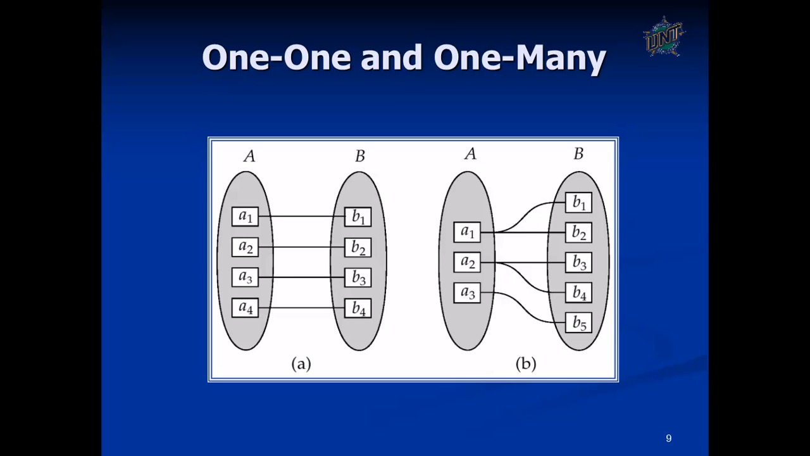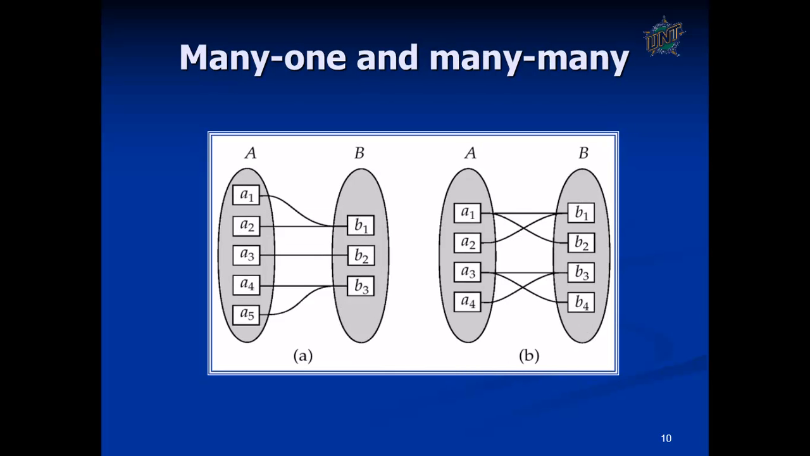This is the one-to-one and one-to-many relationship in graphical form. A1 is associated with B1, A2 is associated with B2, A3 is associated with B3, similarly A4 is associated with B4. And in the second one, A1 is associated with B1 and B2, A2 is associated with B3 and B4, and A3 is associated with B5 only. Next is many to one. You can see the many to one relation: A1 and A2 both are associated with B1. Similarly A3 is associated with B2 and A4 and A5 are associated with B3. This is many to one.